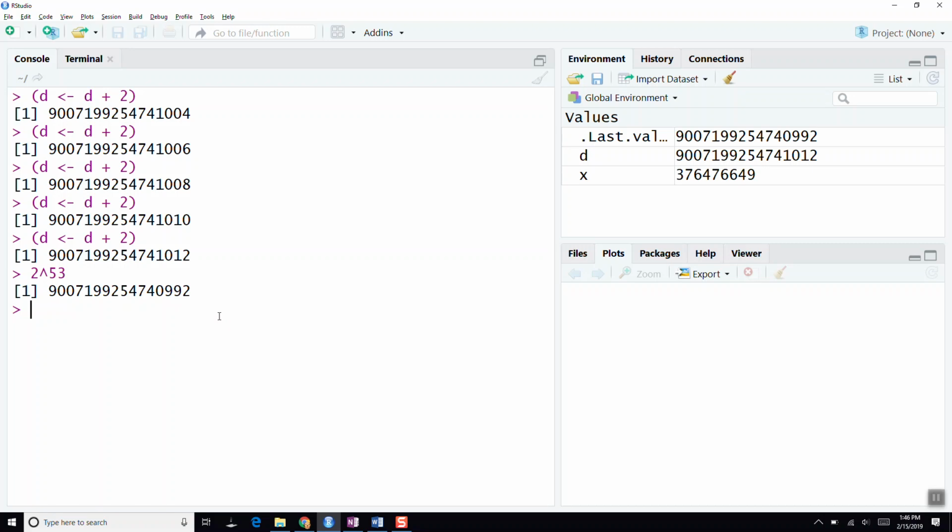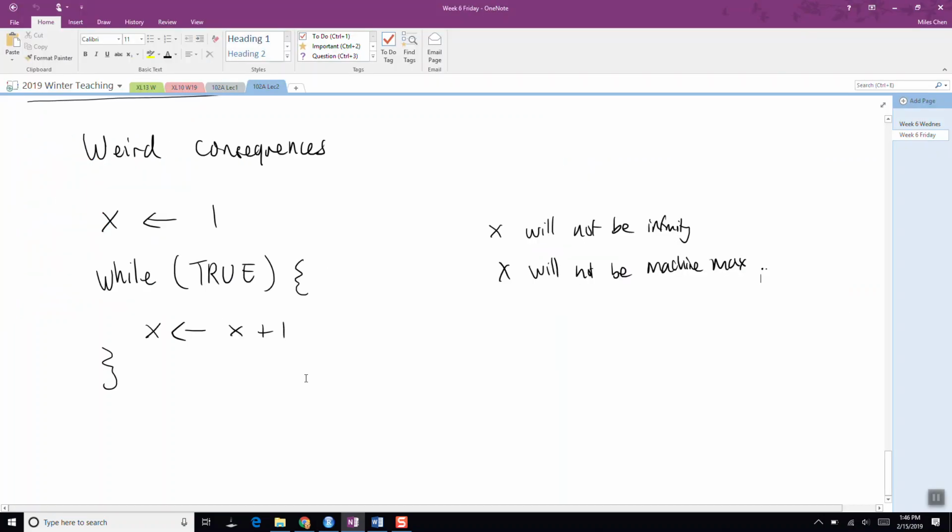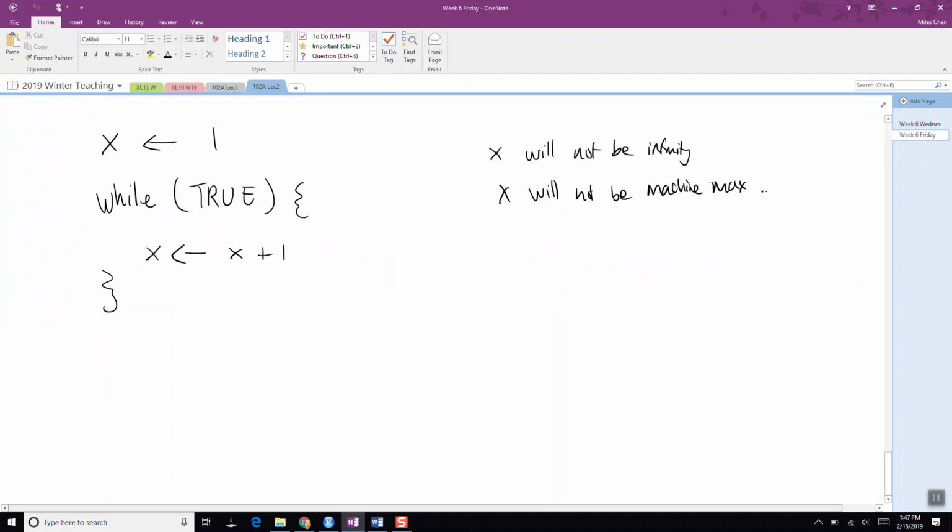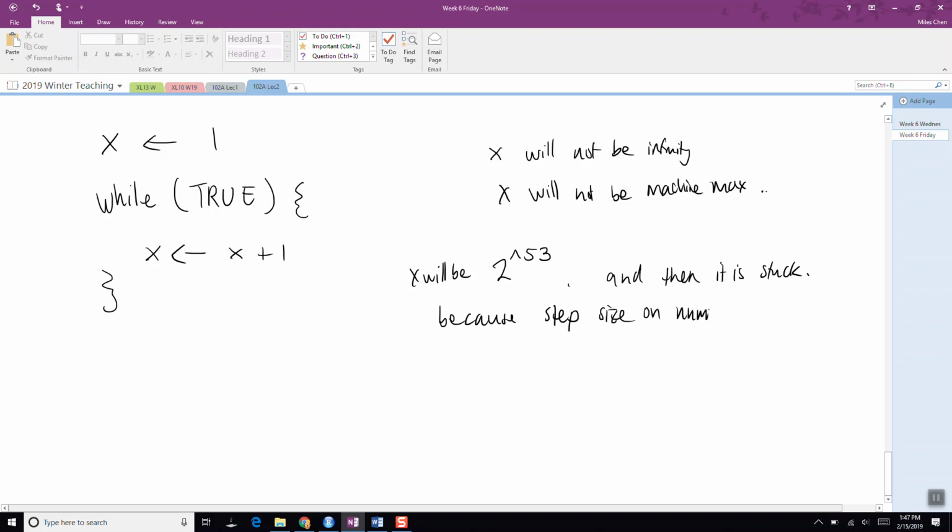And so anyway, that's something I don't think we would have anticipated, okay? But running this forever, x will not be this, but x will be basically 2 to the 53, okay? 2 to the 53, and then it gets stuck, because the step size on the number line is greater than 1.